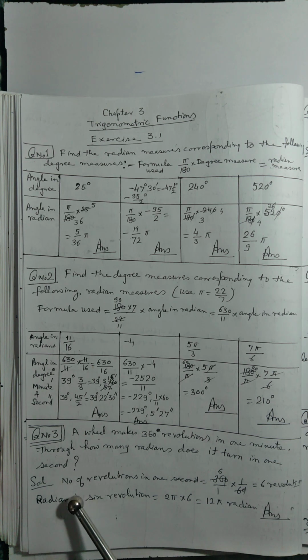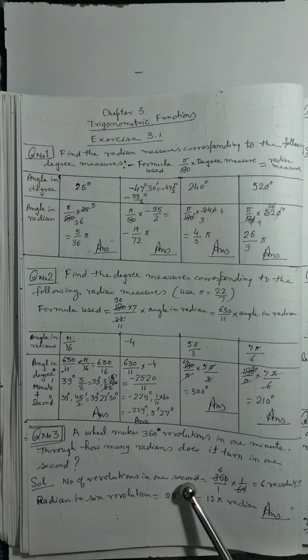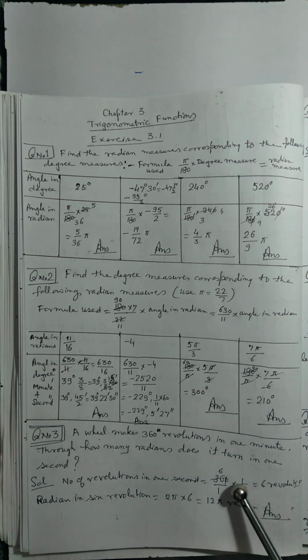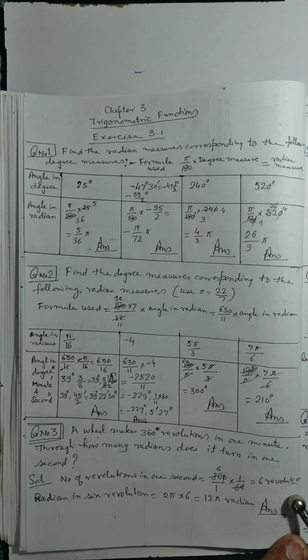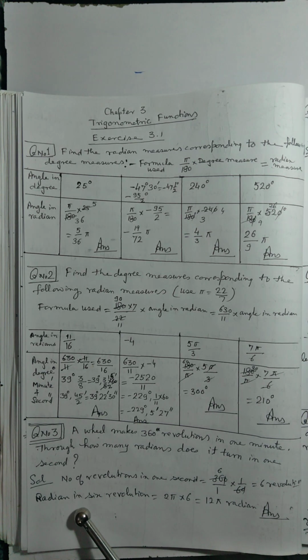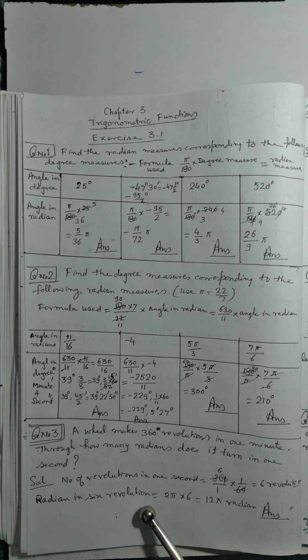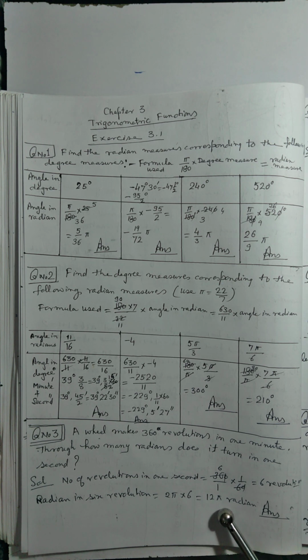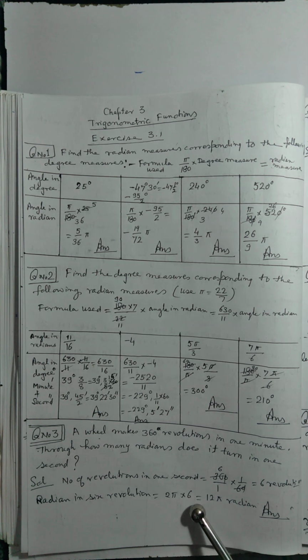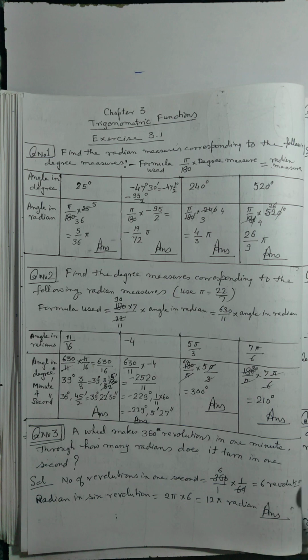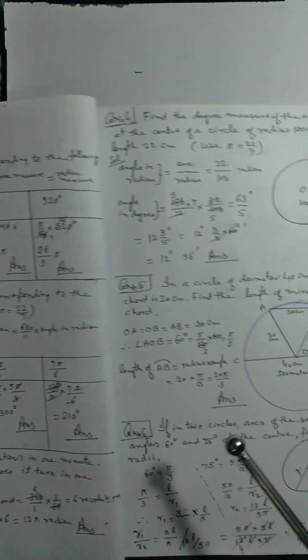So number of revolution in 1 second will be equal to 360 divided by 60, it will be equal to 6 revolution in 1 second. The radian in 6 revolution will be equal to 2 pi into 6, that will be 12 pi. मीन्स एक राउंड में 2 पाई रेडियन बनता है, तो 6 राउंड में 12 पाई रेडियन हो जाएगा. नाउ कम टू द क्वेश्चन नंबर 4.